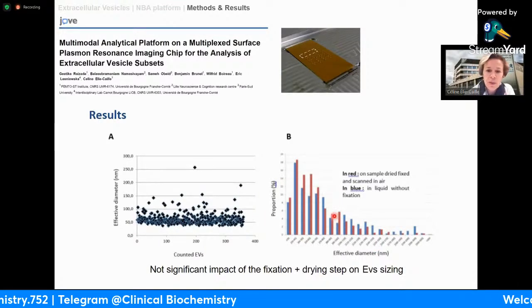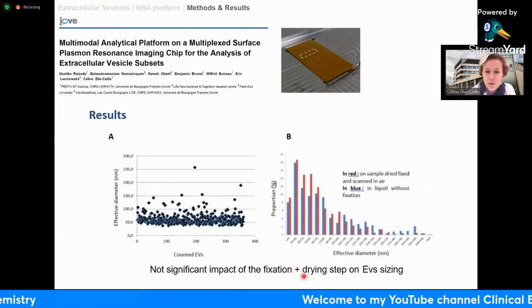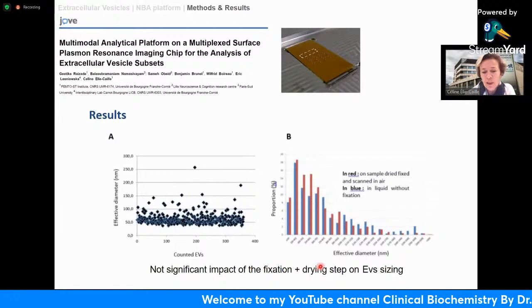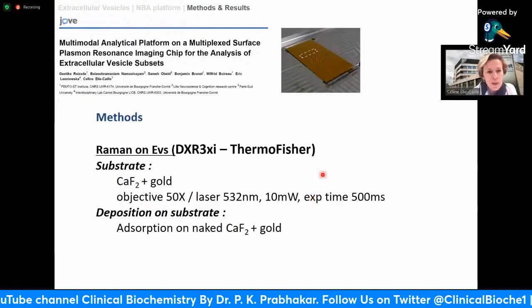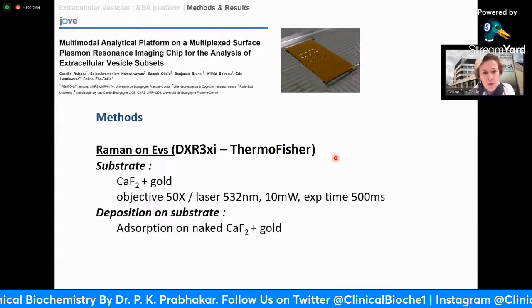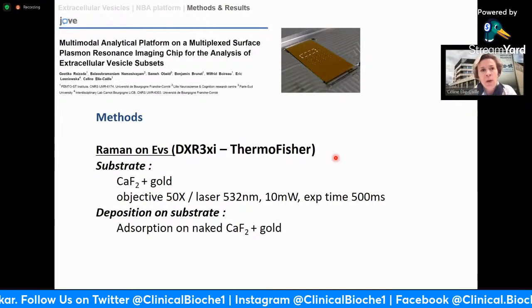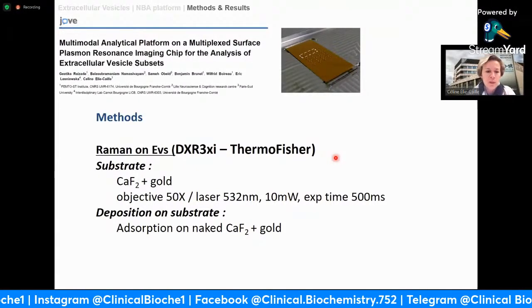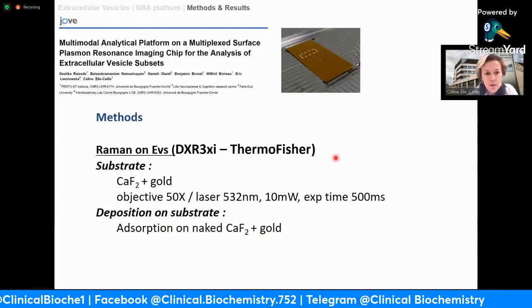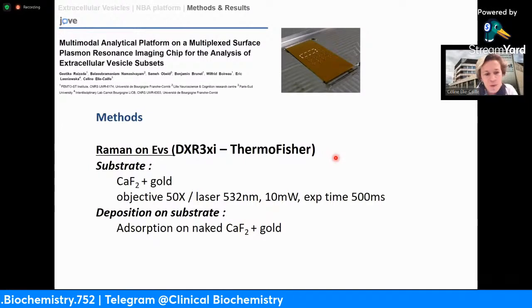What we checked also is that the drying condition, because we fixed and dried the sample before scanning, has no real impact on the shape, size, and distribution of those EVs. And last, we launched a Raman approach on these EVs, because we were interested in having a molecular profile of the different EV subsets. So first we decided to go for Raman in an imaging mode before going to tip-enhanced Raman spectroscopy.